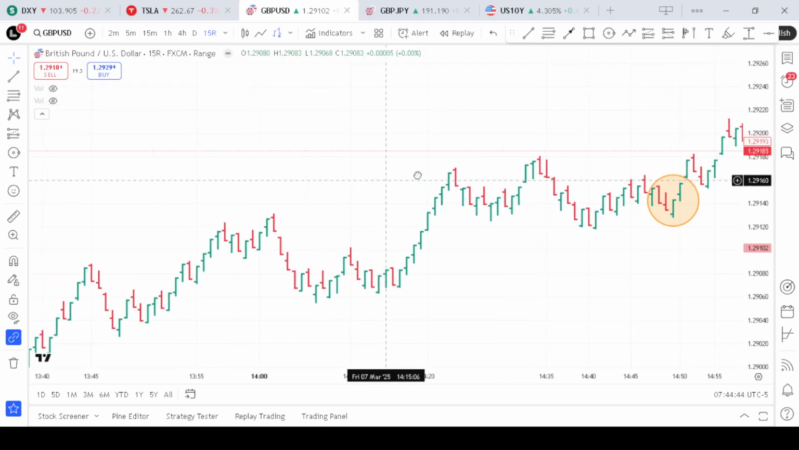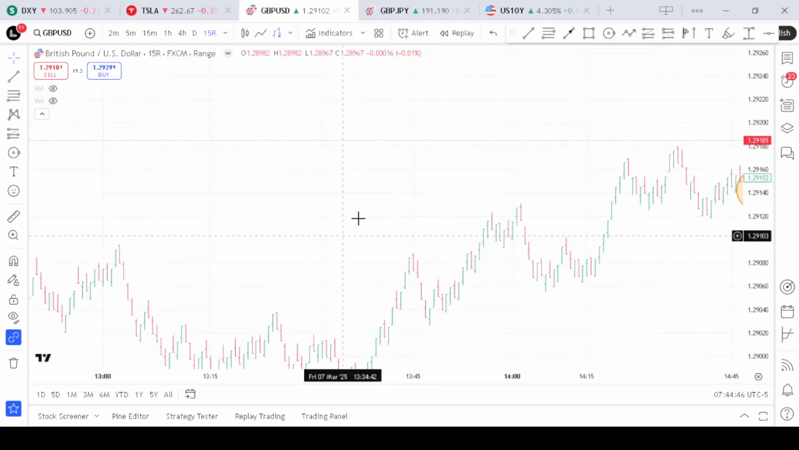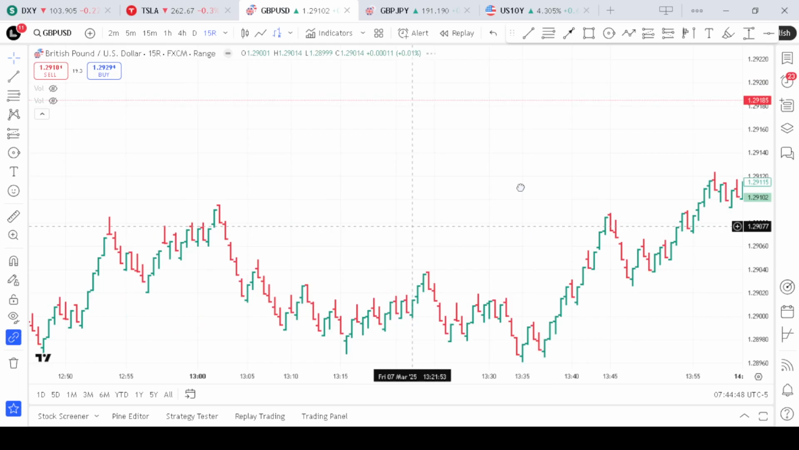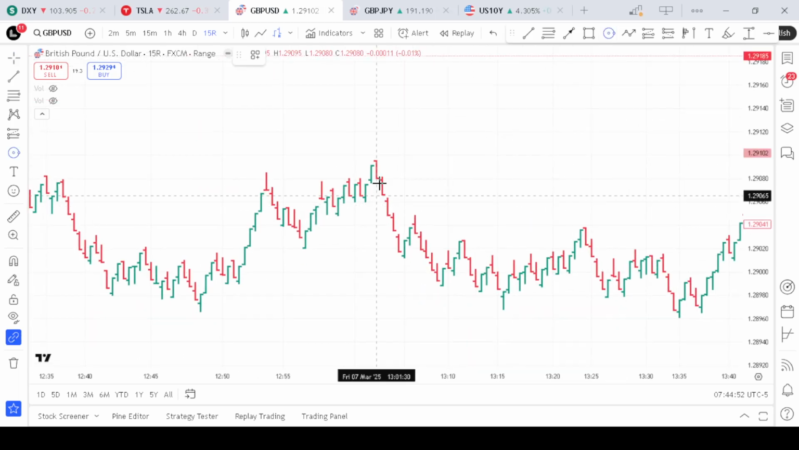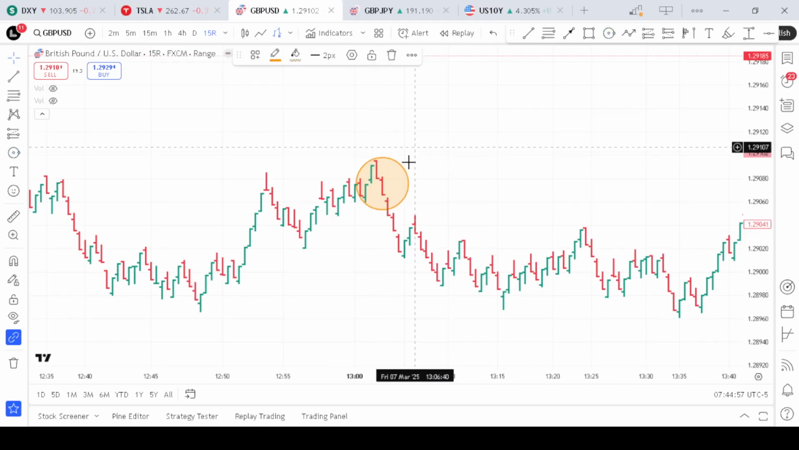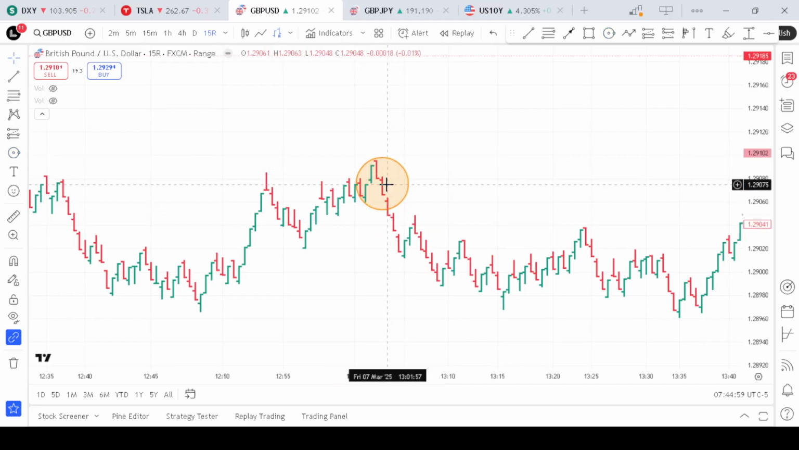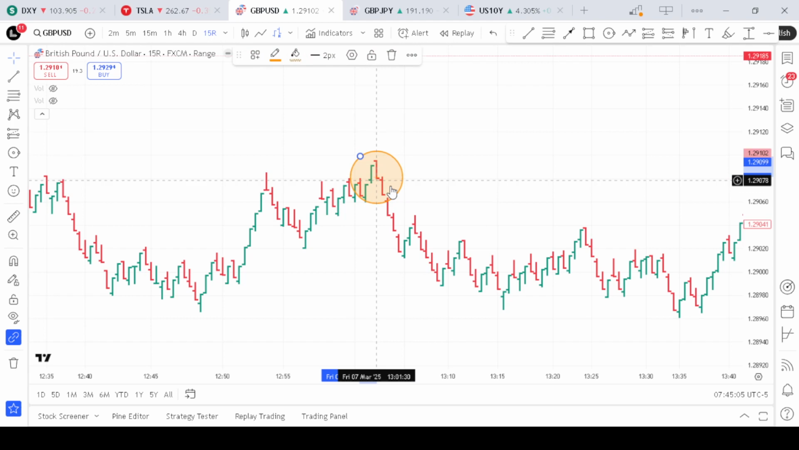While for a short trade, let's look for a selling opportunity. For a short trade, we will enter when the range bar closes below the previous bar low. Once it closes below the previous bar low, it indicates down pressure or a downtrend. So you take a sell trade at this area.